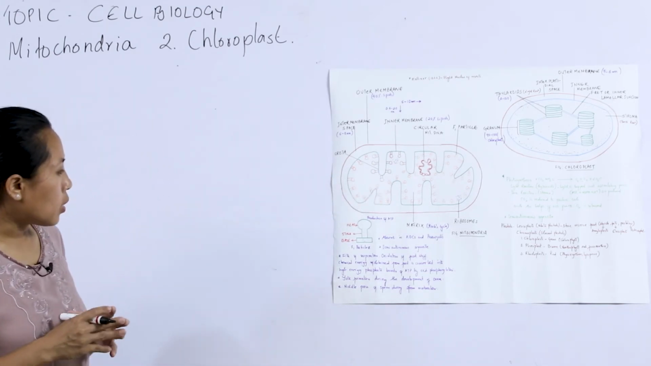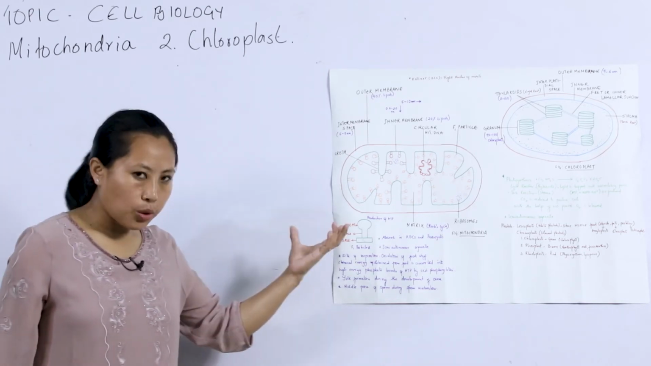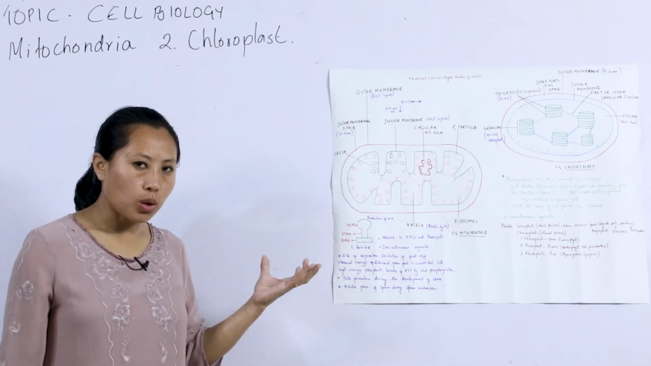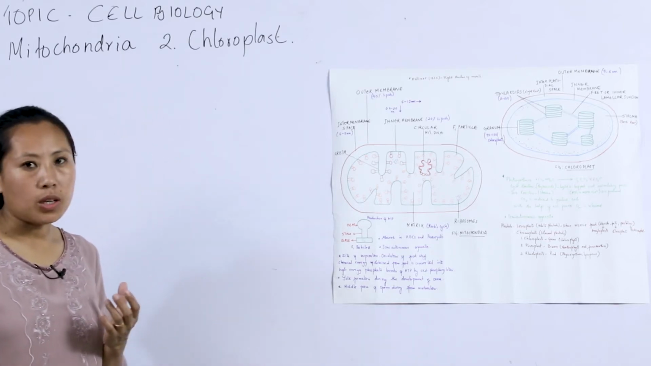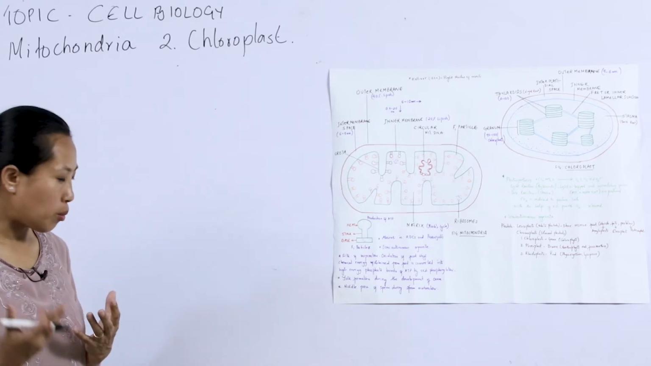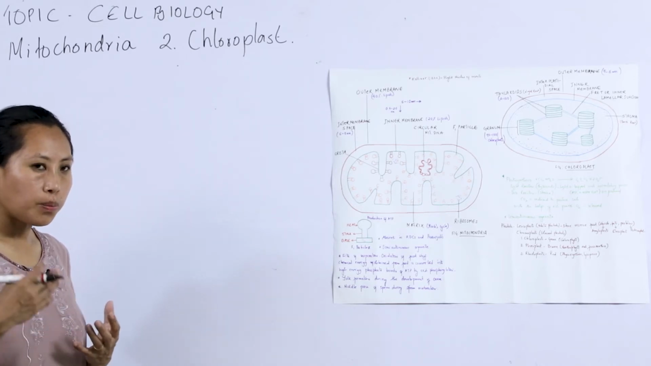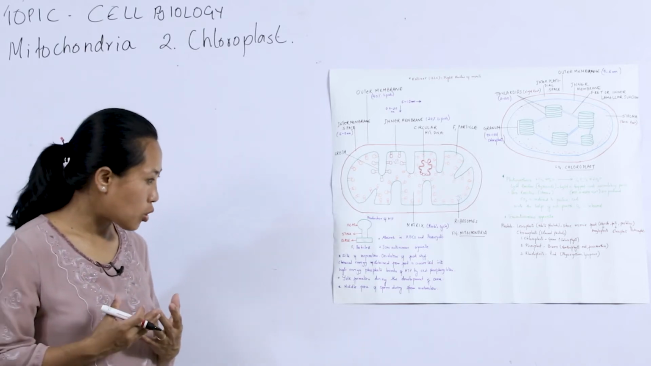Besides the oxidation of food, mitochondria also help in the formation of the yolk during the development of the ovum, and they also help in the formation of the middle piece of the sperm during sperm maturation.